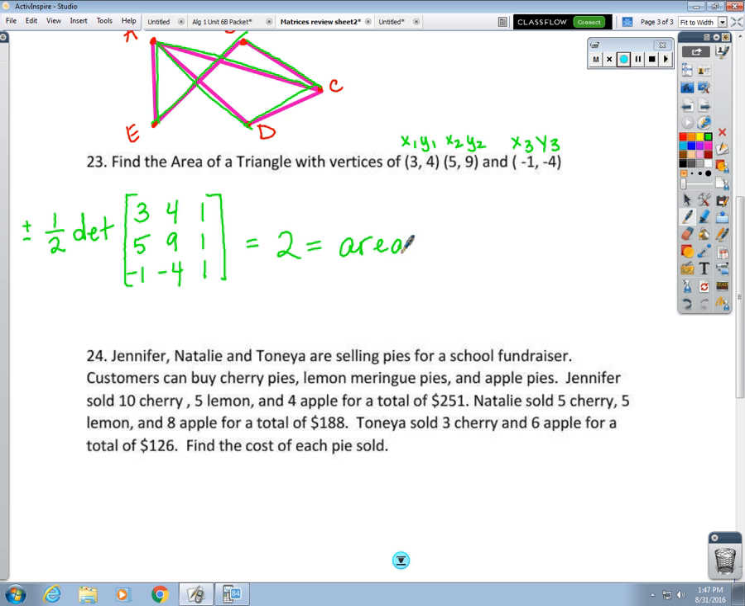That's all you do. The main thing you got to remember is this formula. 1/2 times the determinant of the 3 by 3 matrix. And this row has ones. Now, do you think we would have got the same answer had we put like 5, 9, 1, 3, 4, 1, negative 1, negative 4, 1?